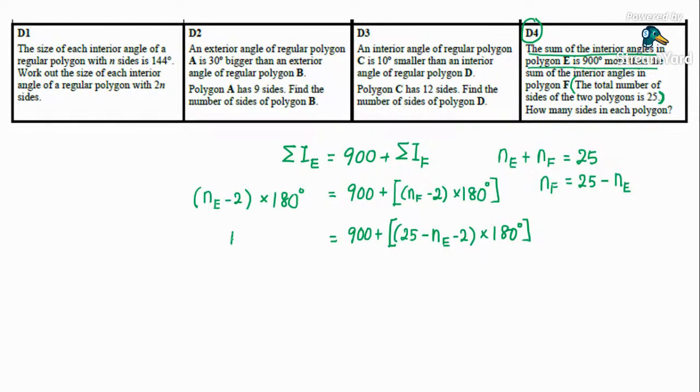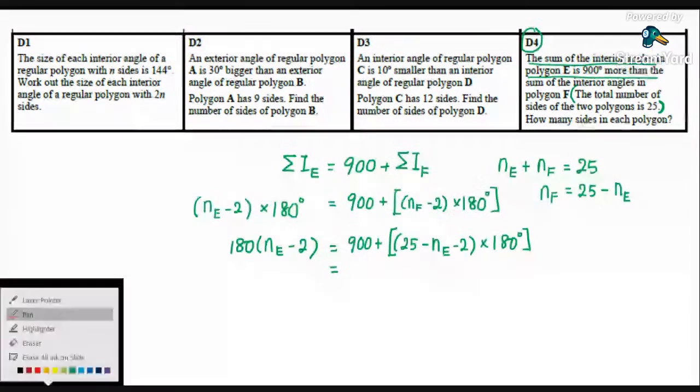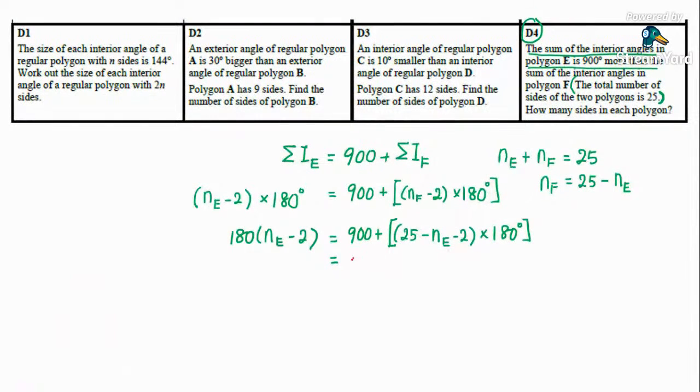Okay, so what you have here is 180 and then NE minus 2. I'll just make it in a simpler form. Now I will proceed with simplifying the whole thing. So 900 plus 180, and in the brackets I have 23 minus NE, because 25 minus 2 is 23. So that's how I get this. And then on this side, I will try to expand this because I need to solve it later. This is 360 degrees.